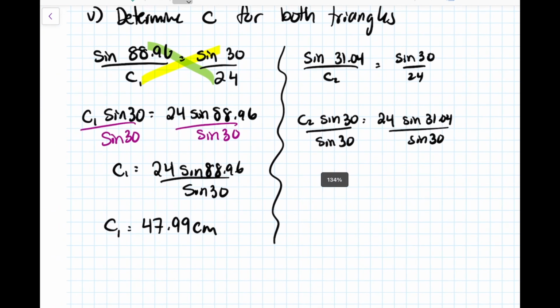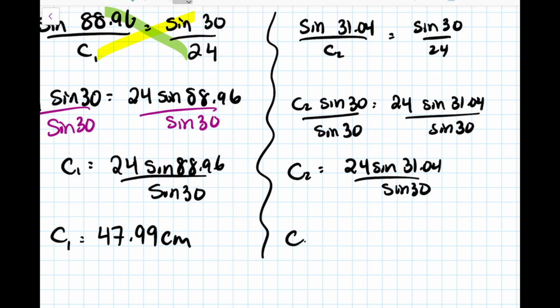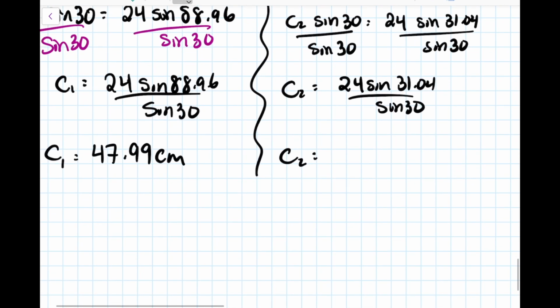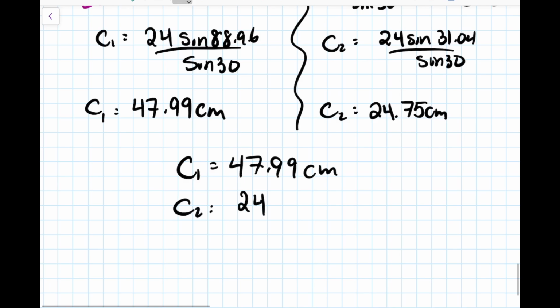So it's the same steps that we just did. So you notice there's a lot of repetition here. You're doing the exact same thing just with different angles. So C2 is 24 sine of 31.04 over sine of 30, which tells us our side length of C2 is 24.75 centimeters. And so there's our answer to the question. Side C1 is 47.99. Side C2 is 24.75.